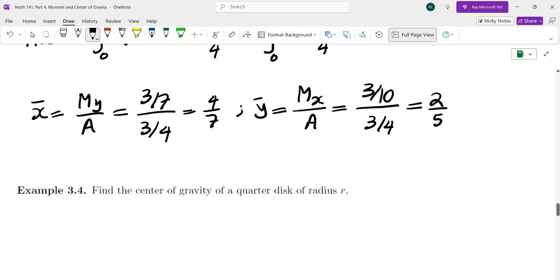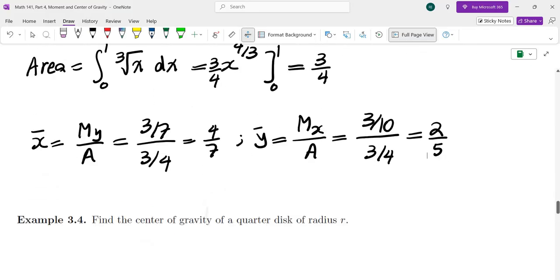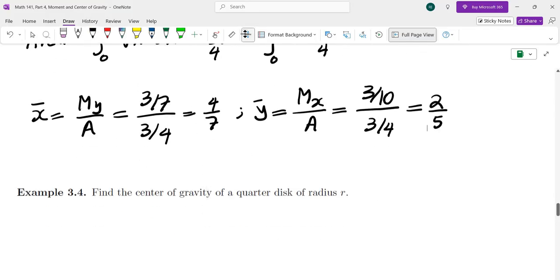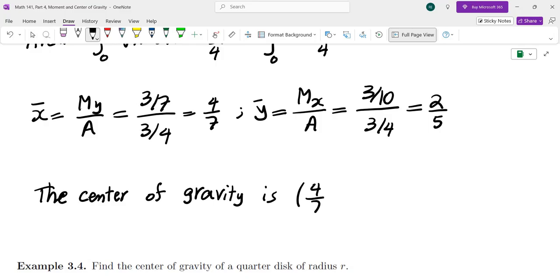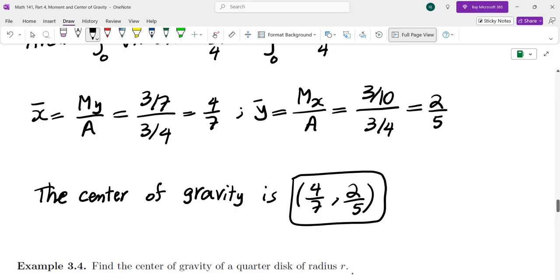So the center of gravity is always going to have to be written as one single point. So let me write it down. The center of gravity is, x component is 4/7 and y component is 2/5. So that is the answer.